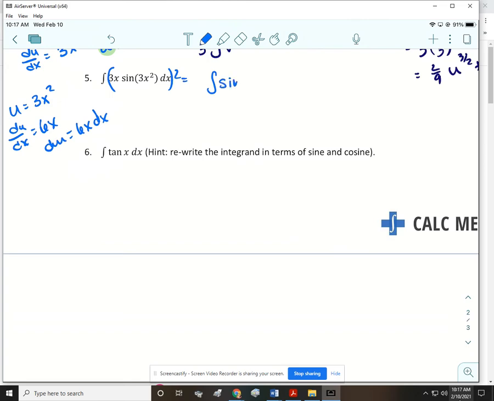So I'm going to rearrange it a little bit. So that's going to be a 6x dx. But to counteract that 2, I'm also going to multiply by 1/2. So now I'm ready to go ahead and replace all my x's with u's. In the place of 3x squared, I'm going to change that to u because that is what it equals. And in the place of 6x dx, I'm going to replace that with du.